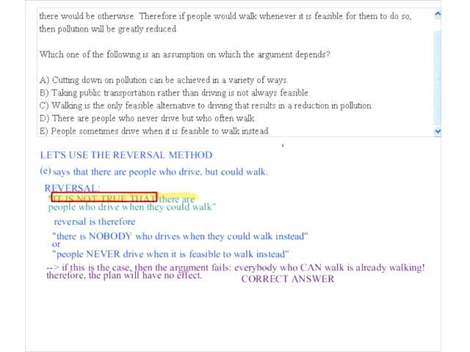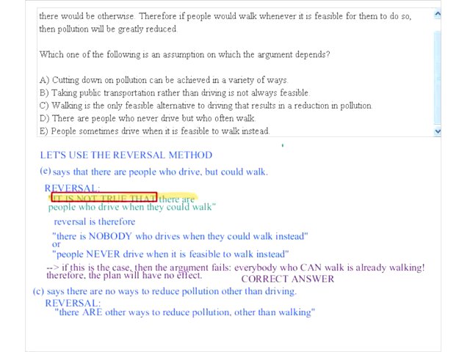Let's take a look at C. C says there are no ways to reduce pollution other than driving. The reversal of this must be there are other ways to reduce pollution other than walking, sorry. Let me edit that real quick. There are ways to reduce pollution other than walking.